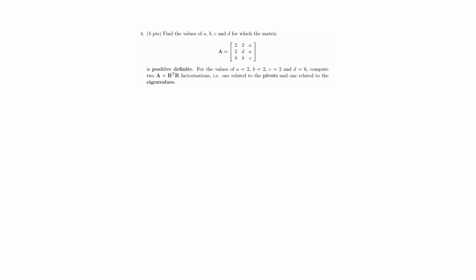Let us have a look at the last question. We're given a matrix A that depends on a, b, c and d, and we have to find the values of a, b, c and d for which this matrix is positive definite. Then we're given values of a, b, c, and d, and we have to compute a factorization R transpose R, one that is related to the pivots and one that is related to the eigenvalues. So try to do this exercise by yourself and push the pause button.